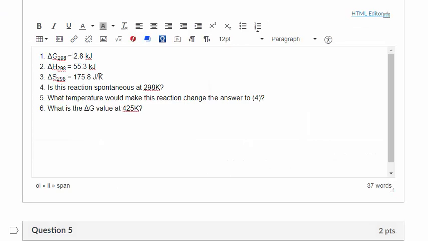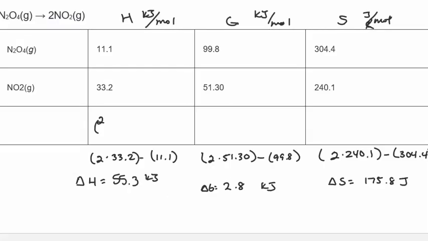Now, is this reaction spontaneous at 298 K? What I found with all of these standard values is that no, it is not, because my delta G value is positive. That means this is not a spontaneous reaction. At what temperature would make this reaction change the answer to number 4? So at what temperature would we be spontaneous?